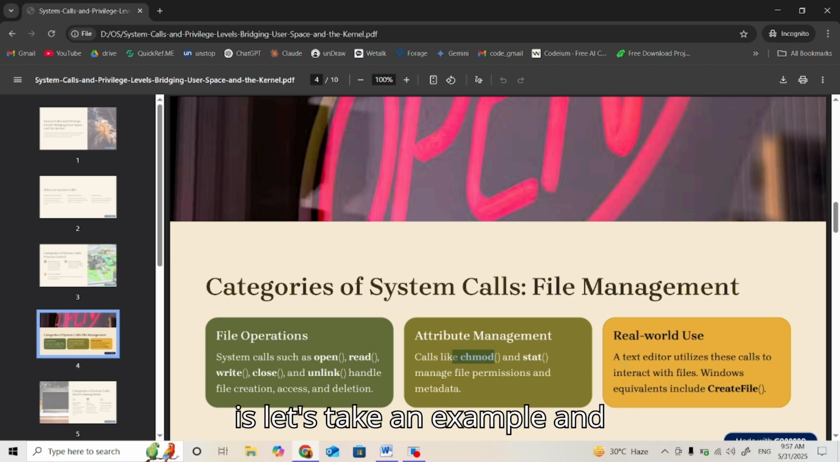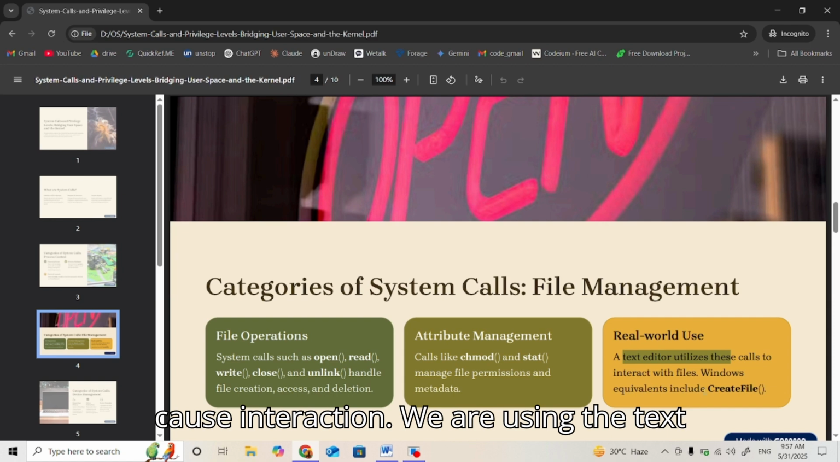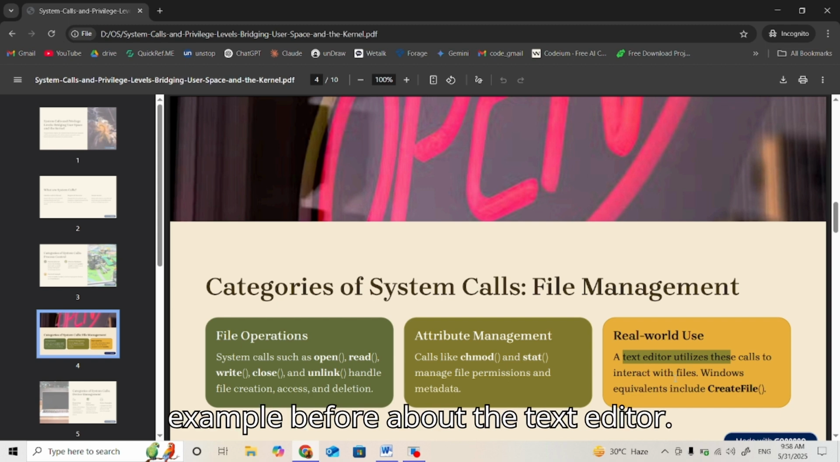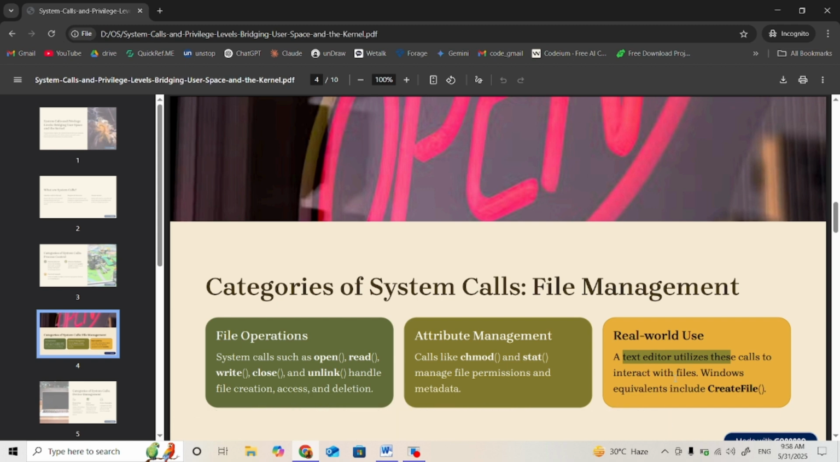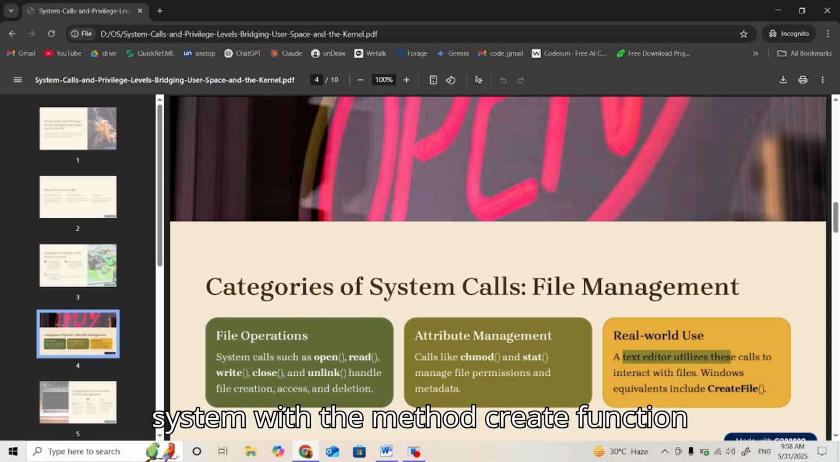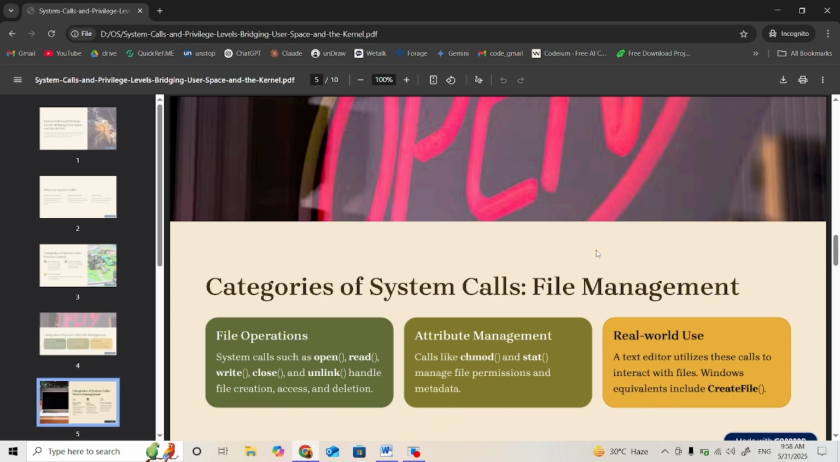So the third one is, let's take an example and think it through. Here is the text editor utilized for system calls interaction. We are using the text editor to interact with our operating system. As I gave you an example before, the text editor interacts with the internal operating system with the create function for files. So let's move on to the next slide.